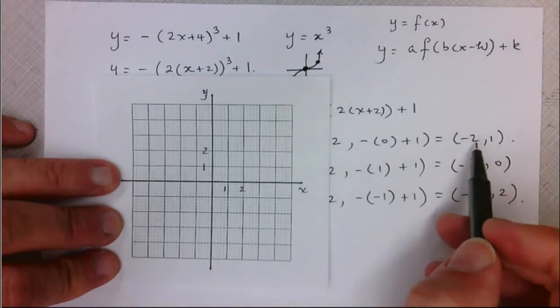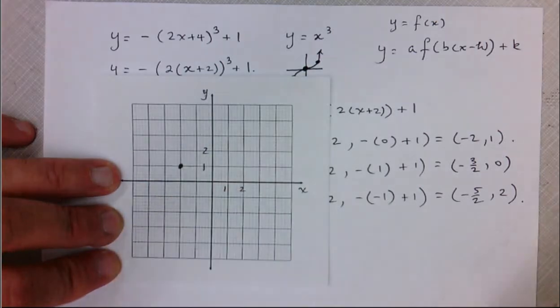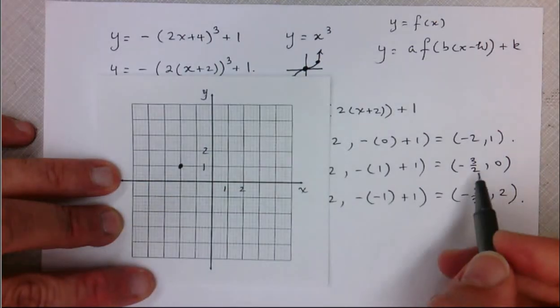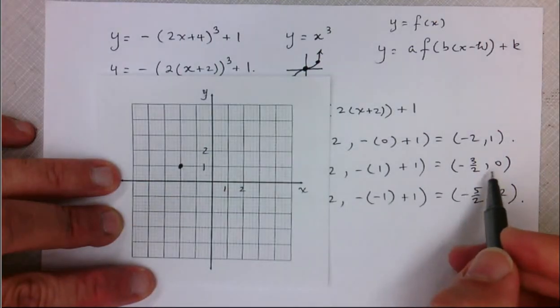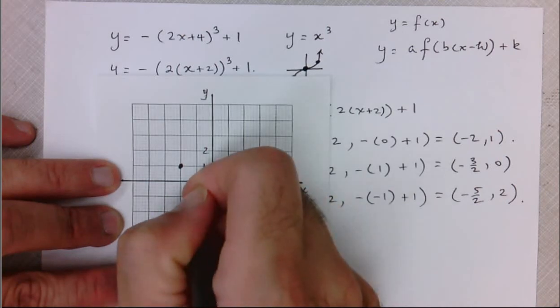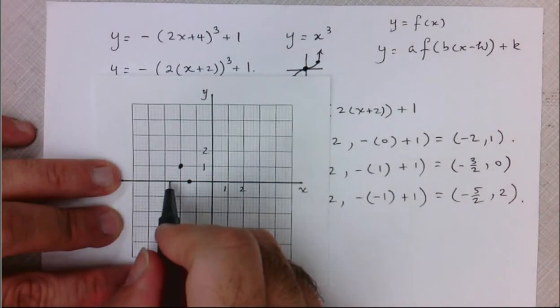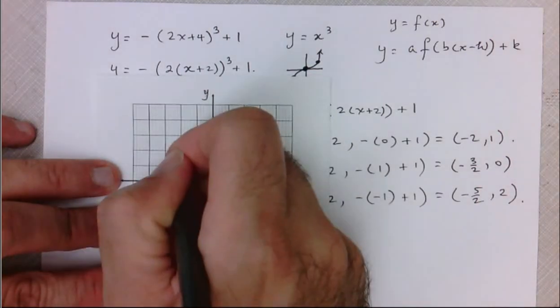So let's start with that middle point, negative 2, 1. So negative 2, 1. Now we have negative 3/2, 0, so negative 3/2, 0 here. And now we've got negative 5/2, negative 2.5, 2.